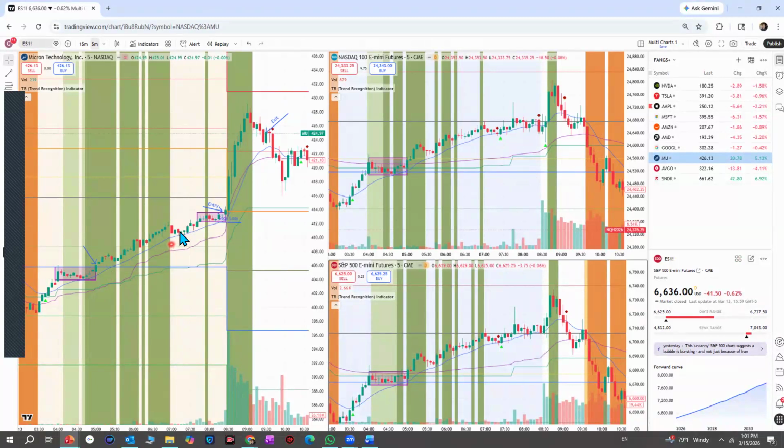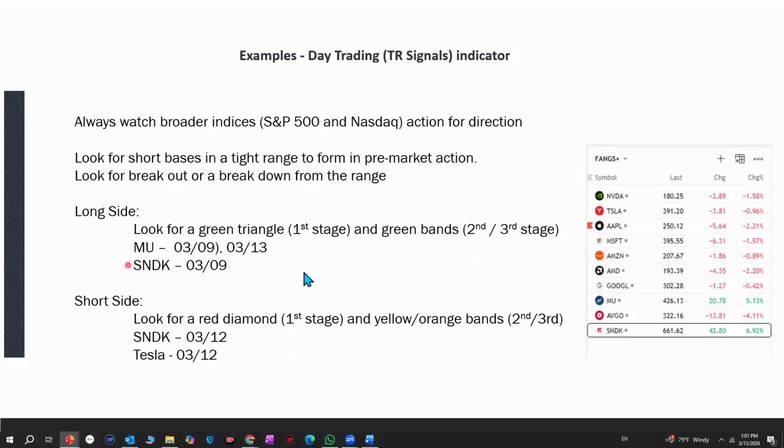And a good idea is that you have market charts on one side, and if you have more than one monitor, maybe the stock charts on the other monitors. Okay. So we will now go to TradingView directly instead of the presentation and see some long side and short side trades of this TR indicator. So long side, look for it, as I said, green triangle first stage and green band second, third stage.